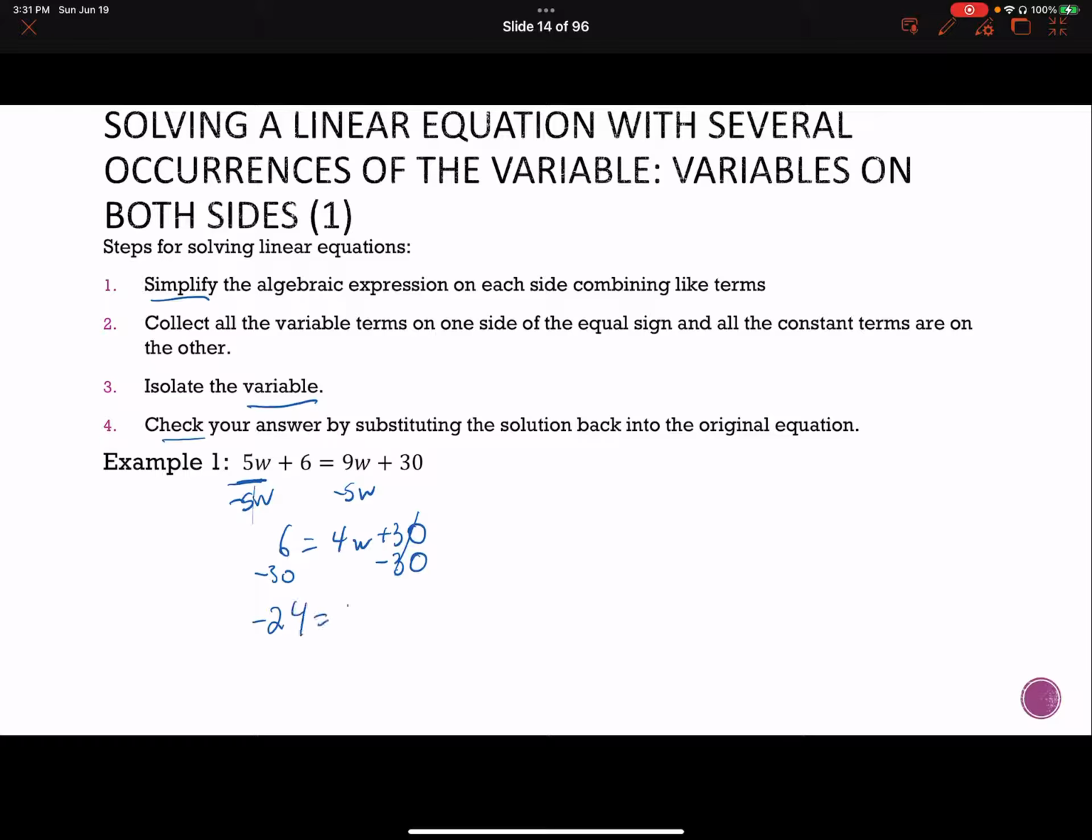Negative 24 equals 4w. Again, step 3 is, we already did the first two, is to isolate our variable. So we're going to go ahead and divide both sides by 4. Negative 6 equals w is our final answer. And then we could go ahead and check that if we so wish.